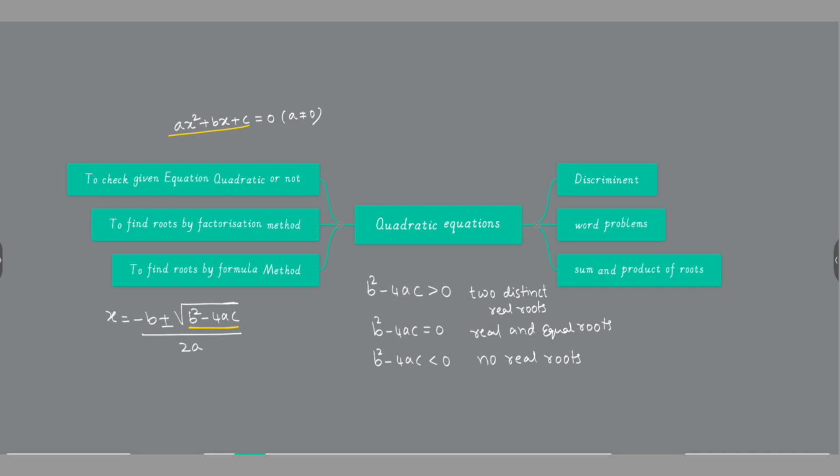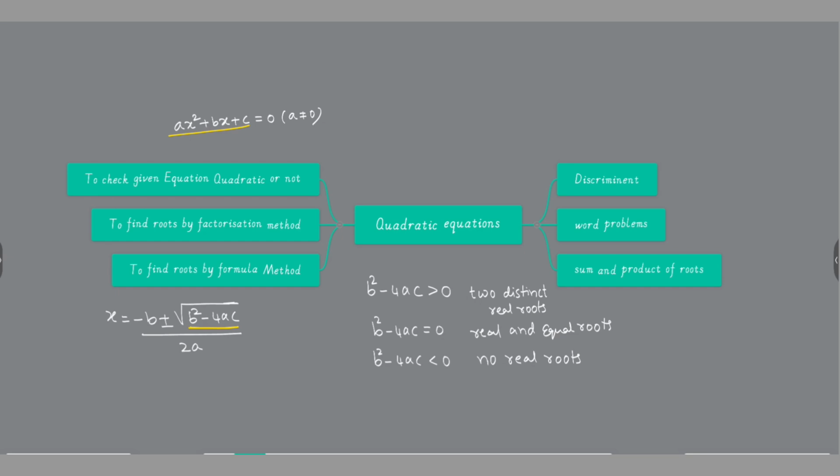Very important topic. Based on this, questions will be there every time, either objective or 2 marks or sometimes long answer type also. So you have to be thorough with this: when roots are real and distinct, when roots are real and equal, when no real roots are present. Okay, this is about discriminant.